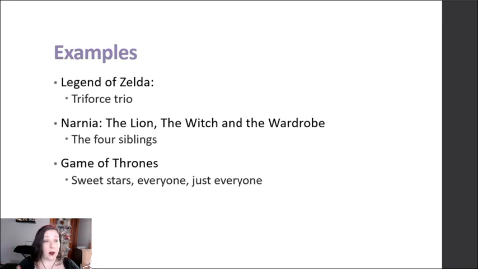There's Susan, who's very practical and kind. And then there's Peter, the natural leader and peacekeeper, oldest sibling. So you have your 4, and they balance one another out very, very well, both in personality and then in abilities later on as they become the different rulers of Narnia.